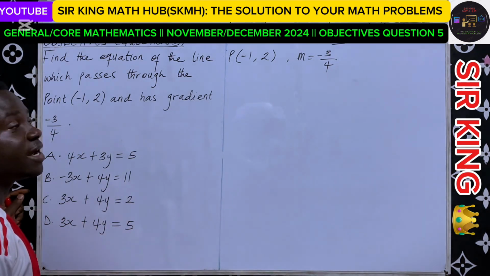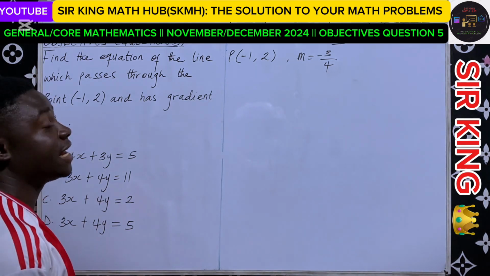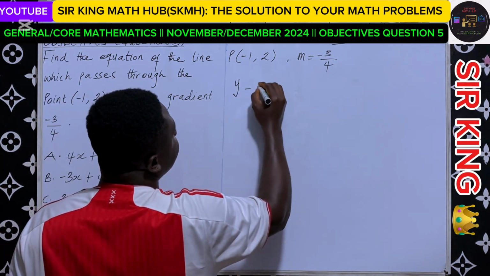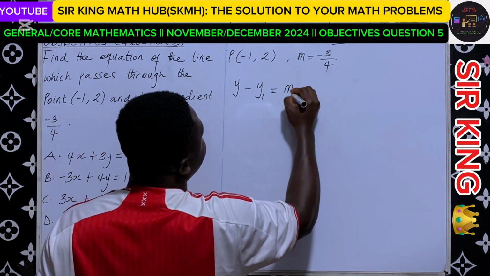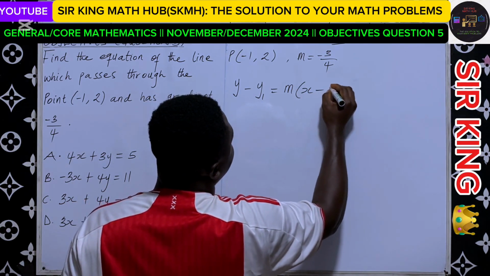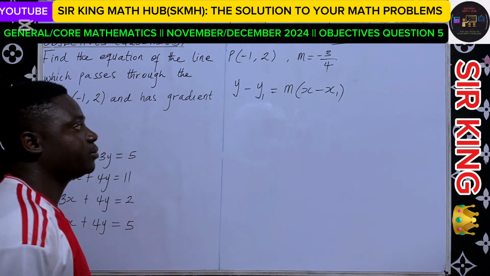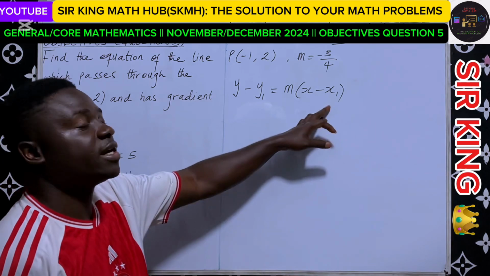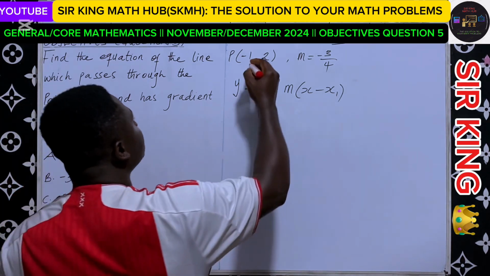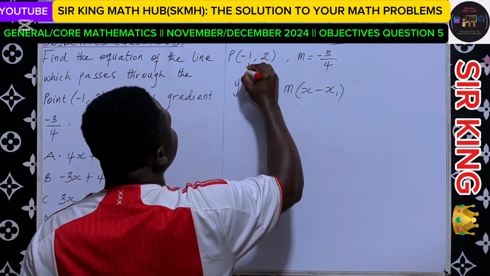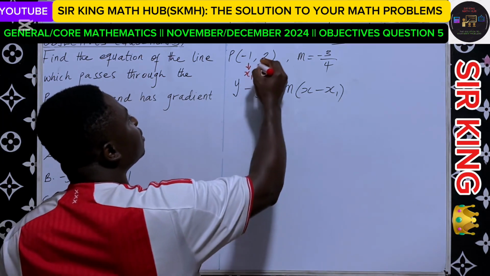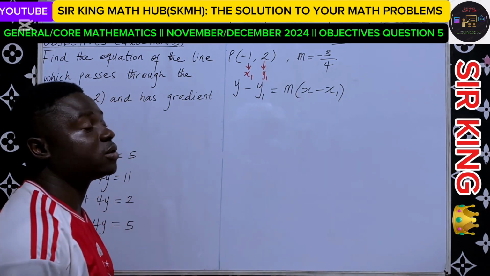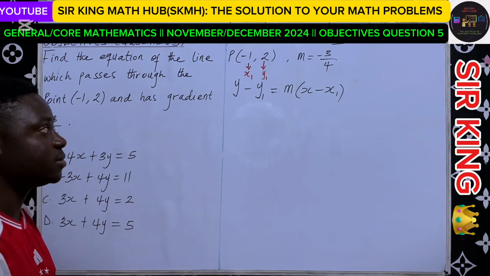Now recall that to find the equation of a line given a point and a gradient, you use this formula: y minus y1 is equal to m multiplied by x minus x1. So we know our m. All that we need now is our x1 and then y1. So the x coordinate of the given point will be our x1, and the y coordinate of the given point becomes our y1. So at this point we can just do our substitution.